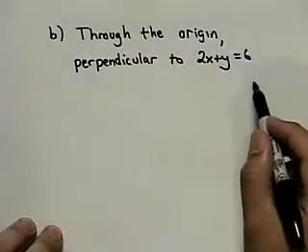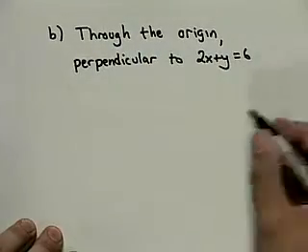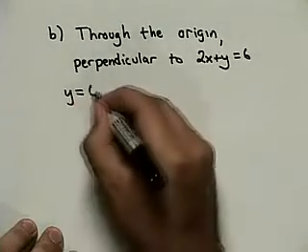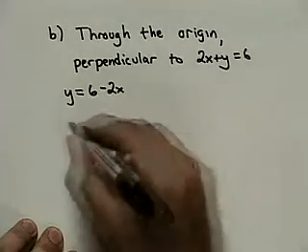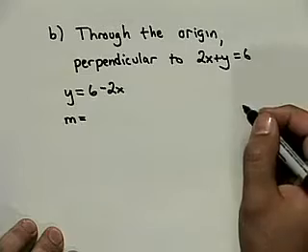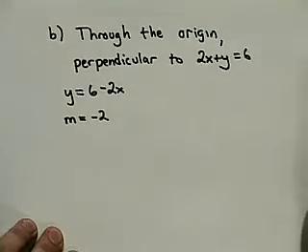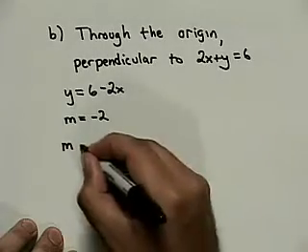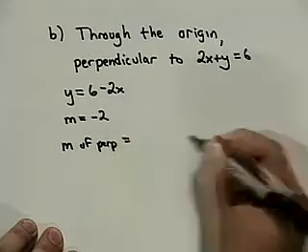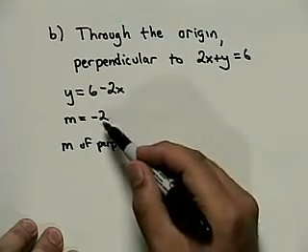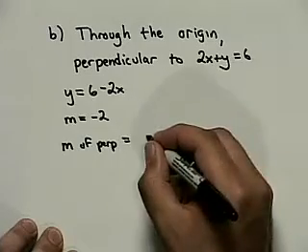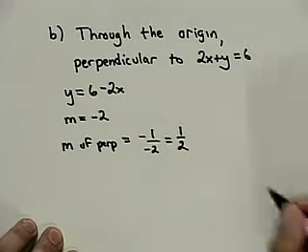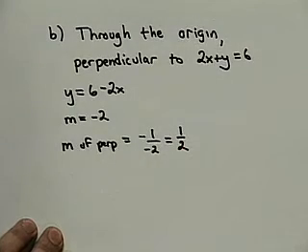Here we're given 2x plus y equals 6 as the perpendicular line. Solving this for y, in other words subtracting 2x from both sides, we get y equals 6 minus 2x. Since the slope is given by the coefficient of x, the slope is -2. The slope of the perpendicular line is going to be given by the negative reciprocal, which in this case is -1 over -2, which turns out to be just positive 1/2. So we know the slope of the line that we want is positive 1/2.